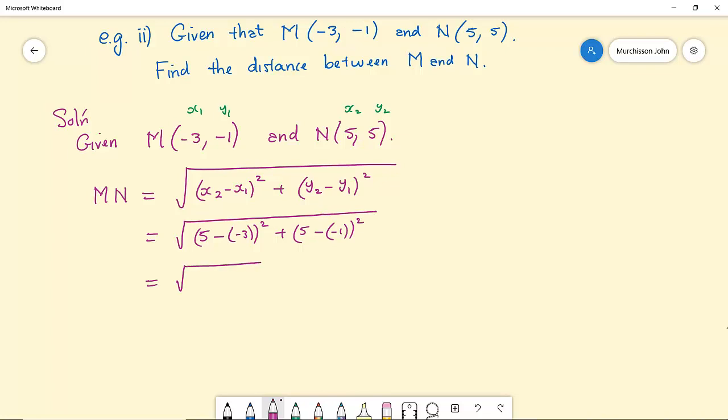So what we have here, this is the square root of (5 plus 3, that's 8) 8 squared, plus (5 plus 1, which is 6) 6 squared. So this is the square root of 64 plus 36. So the square root of 100, which is equal to 10, guess what? Units. Now go ahead and do the exercise.